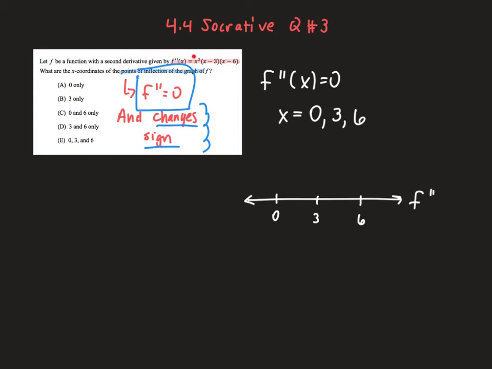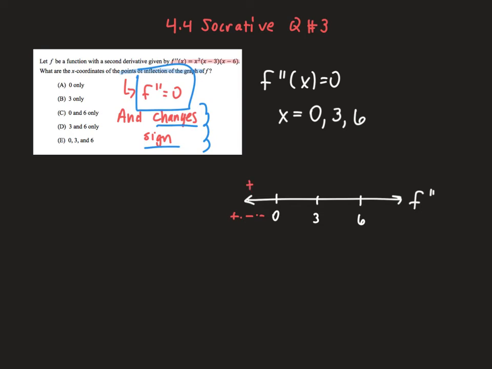I would pick a test number less than 0, such as negative 1. I would put it into my f double prime. When I put a negative 1 into that x and square it, it's going to go positive. A negative number in here and subtract 3 is a negative. A negative number subtract 6 is a negative as well. I get a positive times a negative times another negative, and the net result is a positive on that interval.